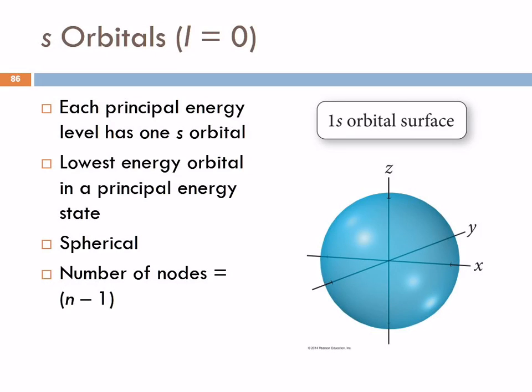Okay, so s orbitals, one s orbital on each principal energy level, and they're the lowest. So in the hotel, the s room is always cheaper than the p room or the d room on the same floor.